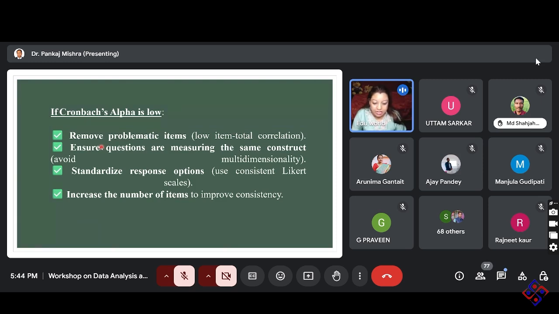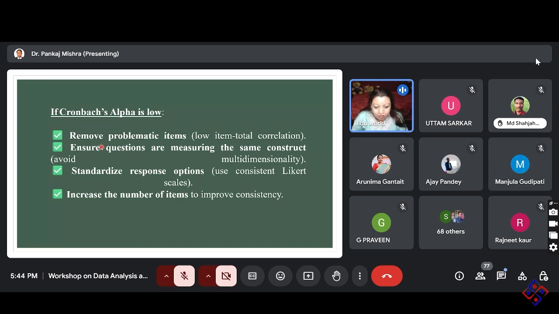Whenever we are using any sort of test or tool, and for the Likert scale also, the dimension has to be the same. For different constructs, we can't use different dimensions. For the whole test, we have to use the same dimension. If it is 5 point, then it's 5 point. If it's 7 point, then it is 7 point. Then increase the number of items to improve the consistency.